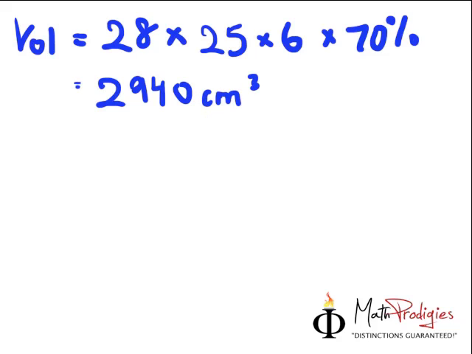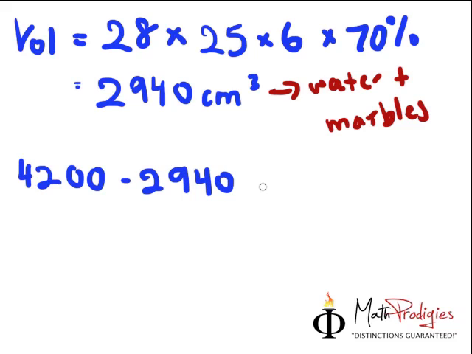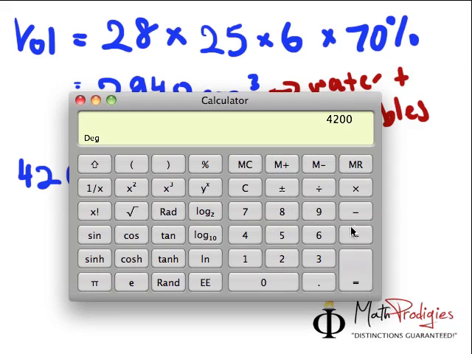And what is this equal to? This is the same as water plus what? Marbles, remember? Water plus marbles. Okay, now the next part you have to pay attention very carefully. I'm going to explain. Now, as we have found out just now, the total volume is actually 4,200, correct? Before multiplying by 70%. Now, if I was not to remove any of the marbles, what's the amount of water required to fill up to the brim? Is 4,200 minus 2940, correct?